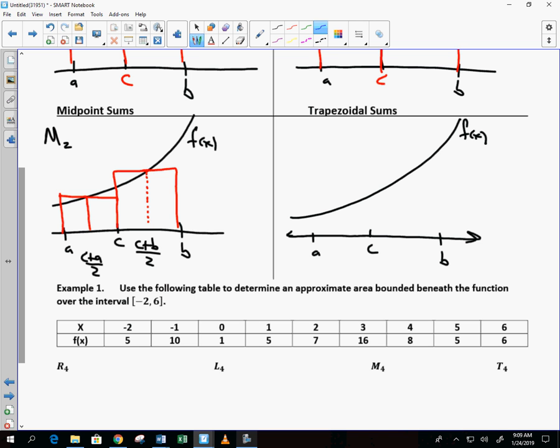And for the trapezoidal sum, this is a little bit different. I want you to understand. I'm going to do the right hand in blue, and I'm going to do the left hand in red. And I'm going to do the trapezoid in green. I'll pause for the green one here in a second.